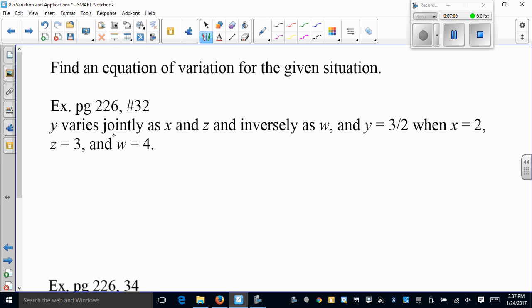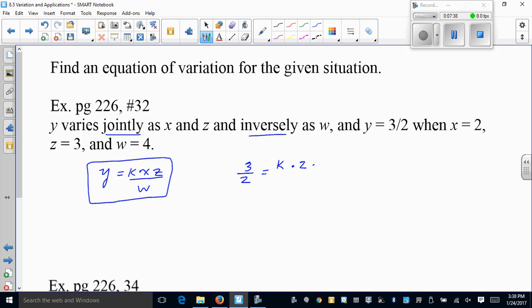So this one here: y varies jointly as x and z, and inversely as w. So y equals k times xz over w, inversely as w. First thing I'll be looking for. So plug in what you know. y is 3/2. We don't know what k is. x is 2, z is 3, and w is 4.